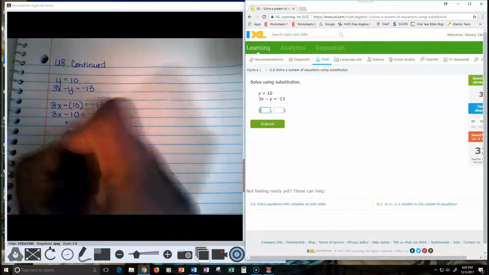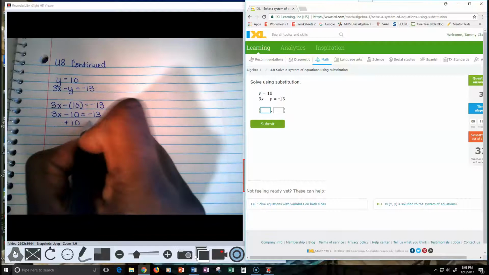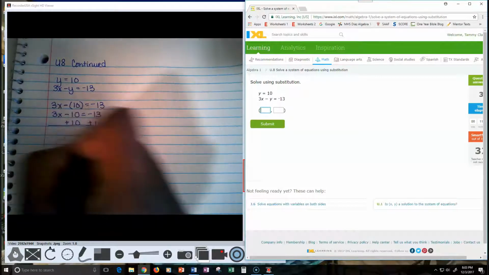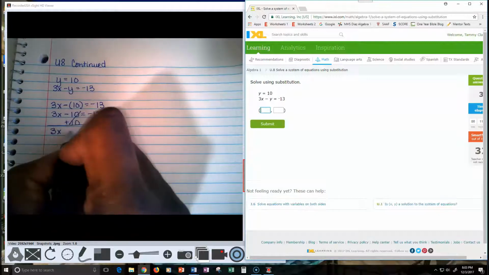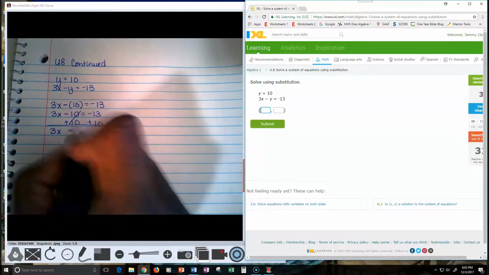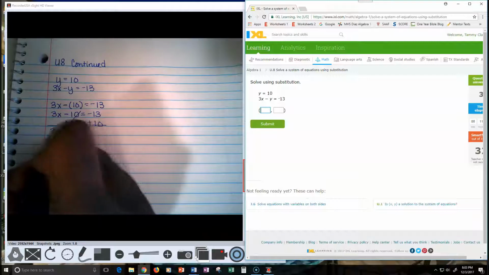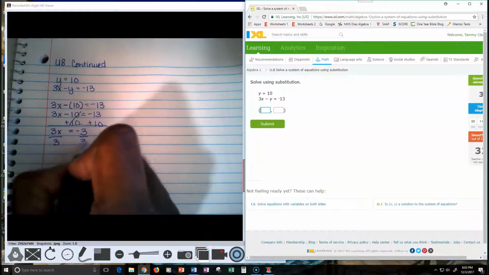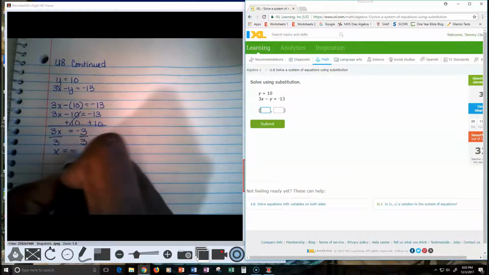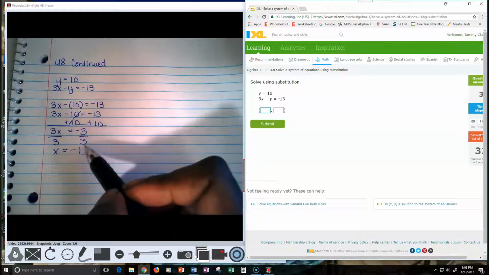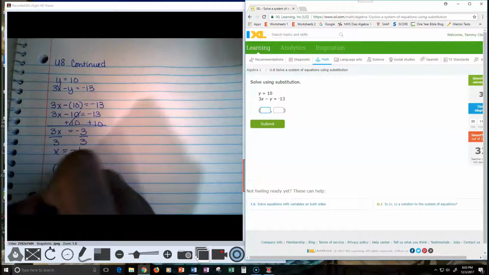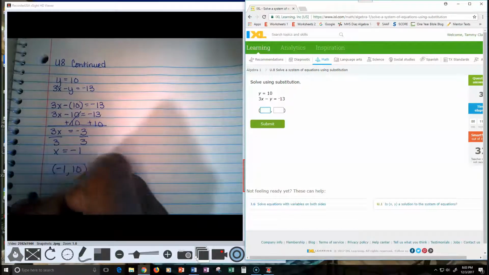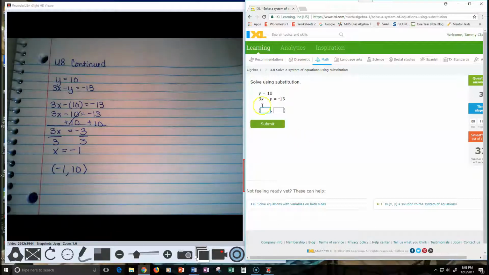I want to solve for x. So I'm going to add 10 to both sides of the equation. I have 3x, negative 10 plus 10 is 0. Negative 13 plus 10 is negative 3. Divide by 3 on both sides of the equation. Therefore, x is negative 1 because a negative divided by a positive is a negative. So because I know what y is and I know what x is, I can write my ordered pair as negative 1, positive 10. That is where the lines cross.